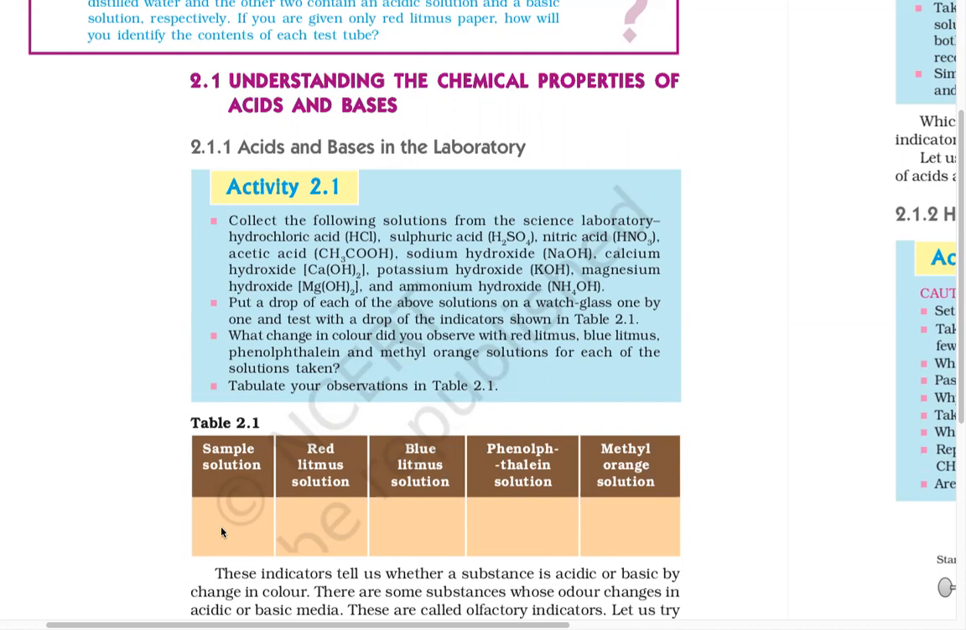Phenolphthalein is colorless, and it turns pink in basic pH. Methyl orange is a narrow range pH indicator. At pH below 3.1, it is red, and at pH above 4.4, it is yellow. The stronger acids like hydrochloric acid, sulfuric acid, and nitric acid have very acidic pH, so they turn blue litmus to red.